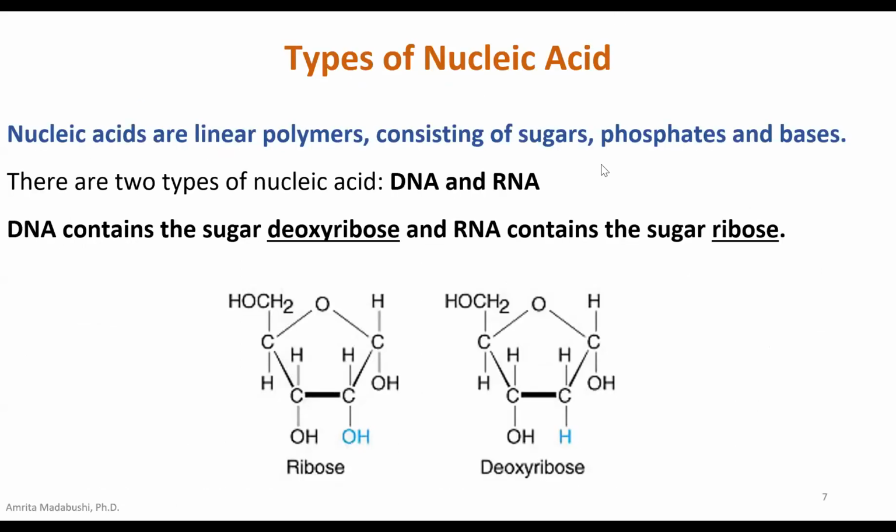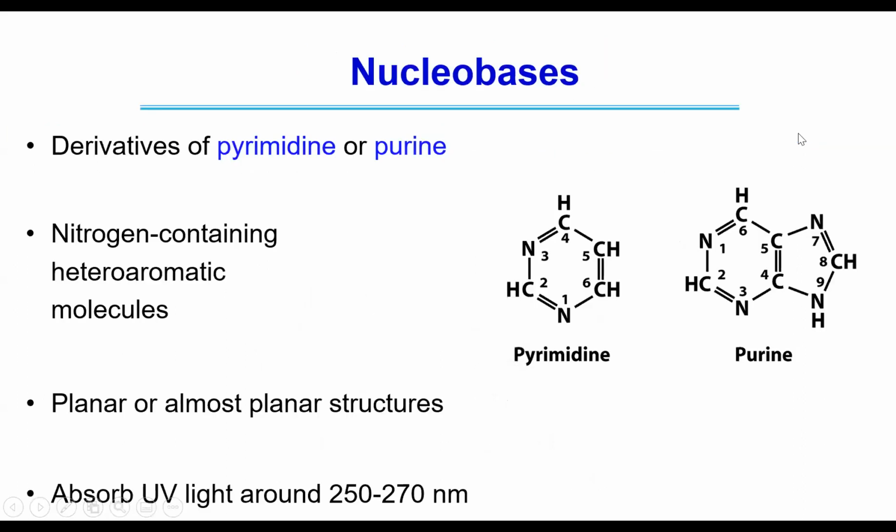So let us now talk about the different types of nucleic acids. Nucleic acids are linear polymers. Linear is just like a carbon chain, it's one line. Poly is many, and polymers consisting of what? Sugars, phosphate, and base. The sugar is the ribose I told you about, phosphate is the PO4, and base is what you were looking at just a minute ago, right here.